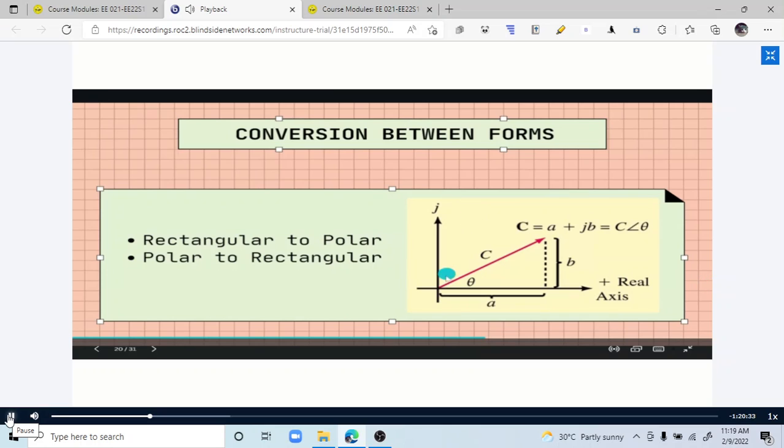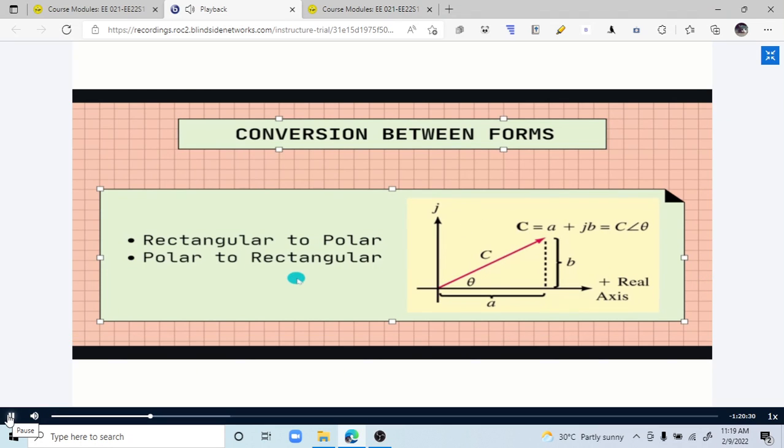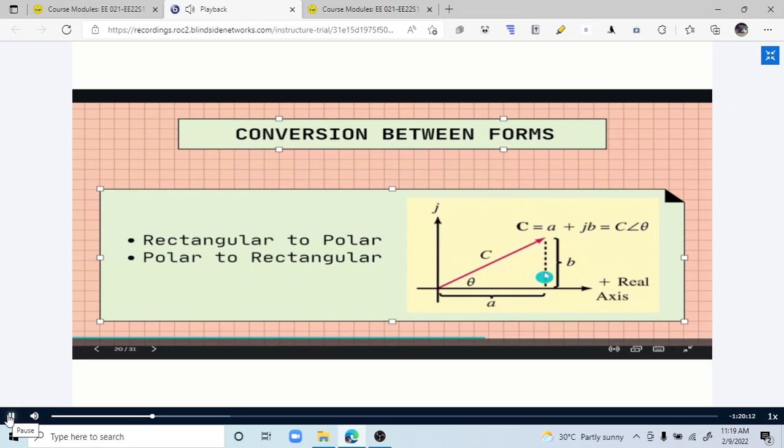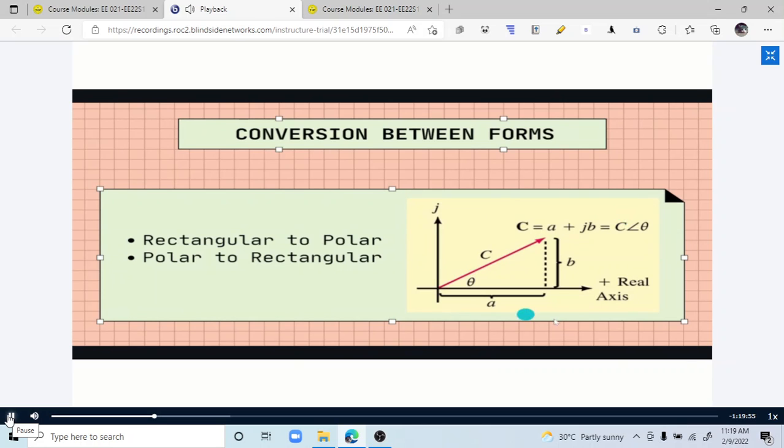On the right side of your screen is the combined graph of your polar and rectangular. Your rectangular form is written as a plus jb, so the imaginary part is the b here, and the real part is the a here. Now on your polar form, you have your C angle theta. Your C is the magnitude, this one, and your theta is your angle. So basically this whole graph is a combination of rectangular and polar form.